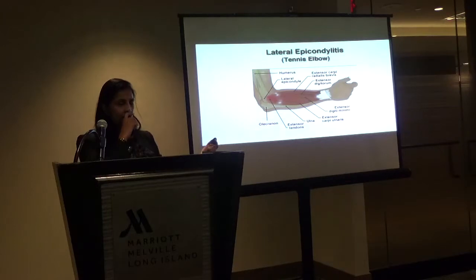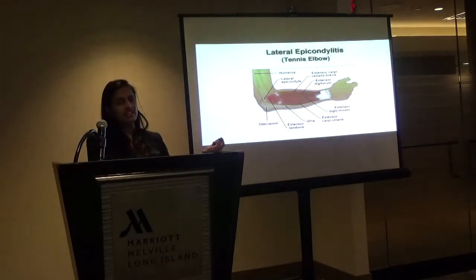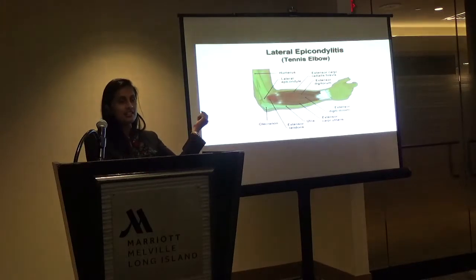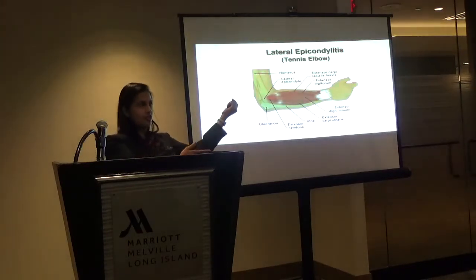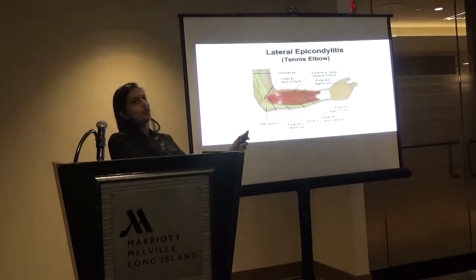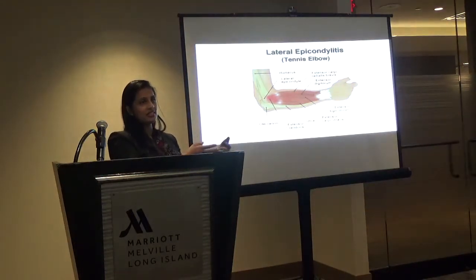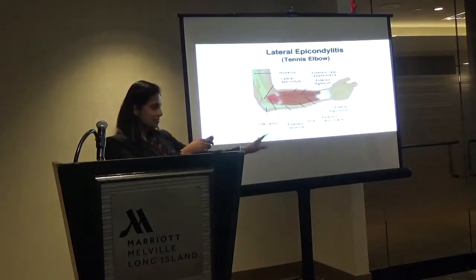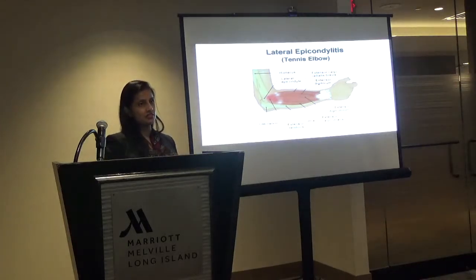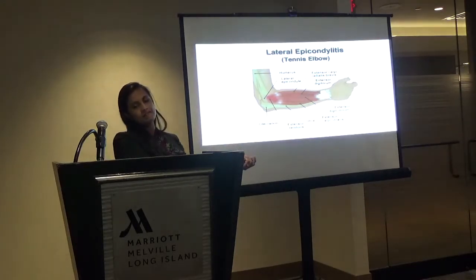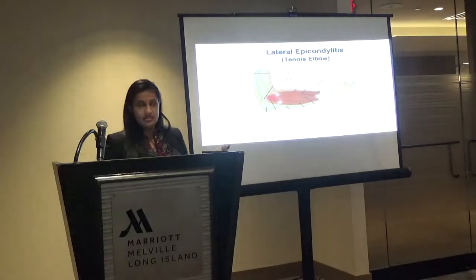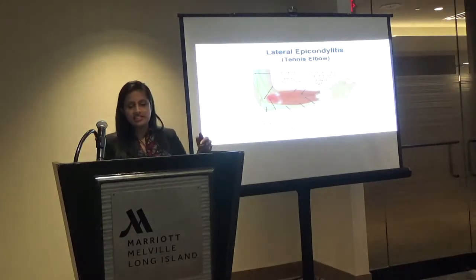And if you recall, I talked about how the flexor muscles of the hand, the pronator muscles of the hand, actually attach to your medial elbow. So if we go now to the other side of the elbow, where your lateral epicondyle is, that's where your extensor muscles of your forearm attach, and your supinator muscles, so wrist extension, finger extensors, all of those muscles attach to the lateral epicondyle. And this is where this disease process takes place.